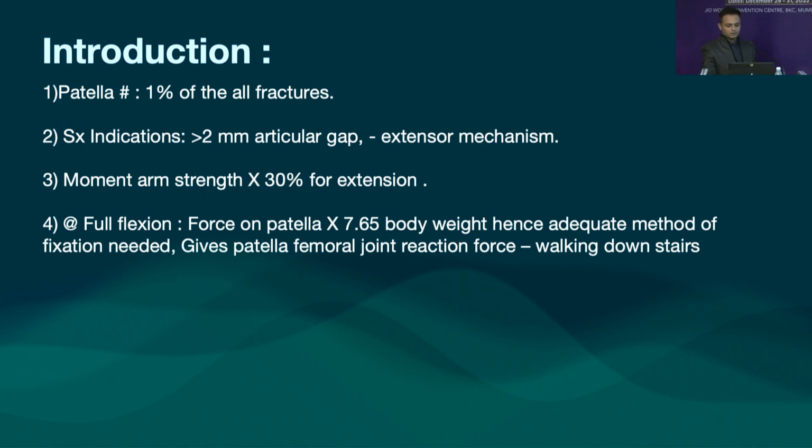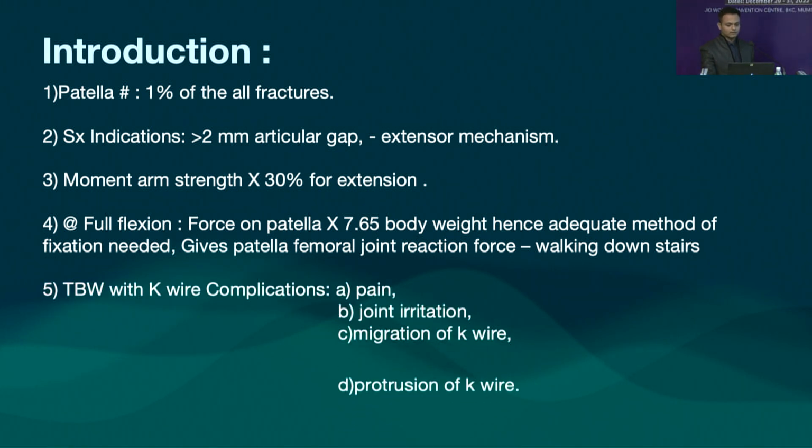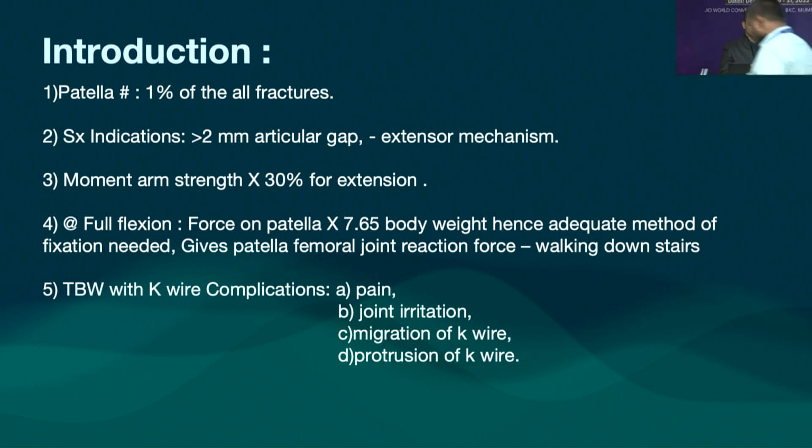Mechanics-wise, during flexion there is 7.65 times increased force on the patella. So the method for fixation of the patella needs to be adequate to sustain that extra pressure. The conventional TBW with K-wire has a few complications, which include pain, joint irritation, migration of the K-wire and protrusion of the K-wire.